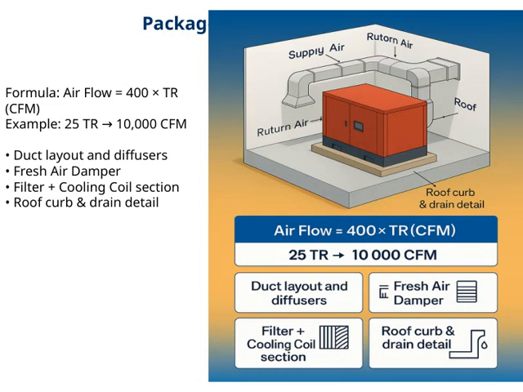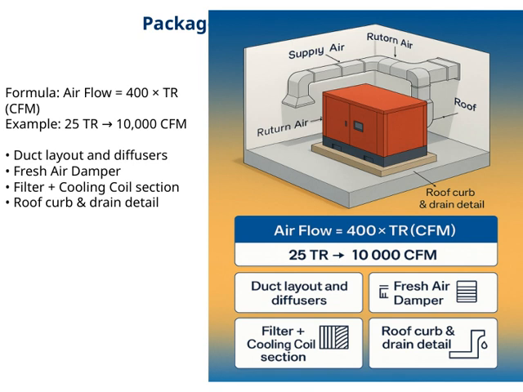Let's talk about package unit design. First, we have the formula for calculating air flow, which is air flow equals 400 times the TR in CFM. For example, if we have a 25 TR unit, that translates to about 10,000 CFM of airflow. This helps us size the equipment properly for the space.